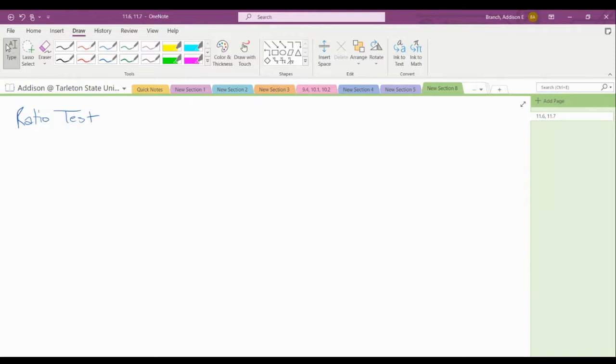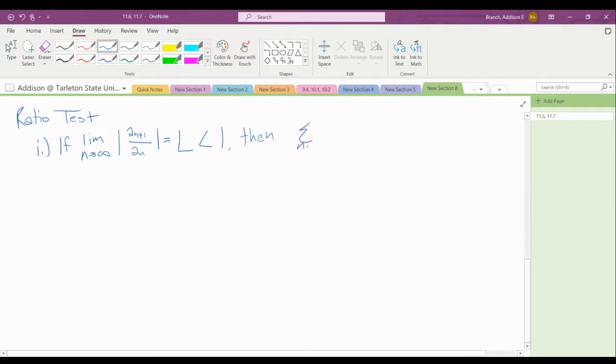So our ratio test has 3 parts to it. The first part states that if the limit as n approaches infinity of the absolute value of a sub n plus 1 over a sub n is equal to some finite value L, and that value is less than 1, then our series for a sub n is absolutely convergent.